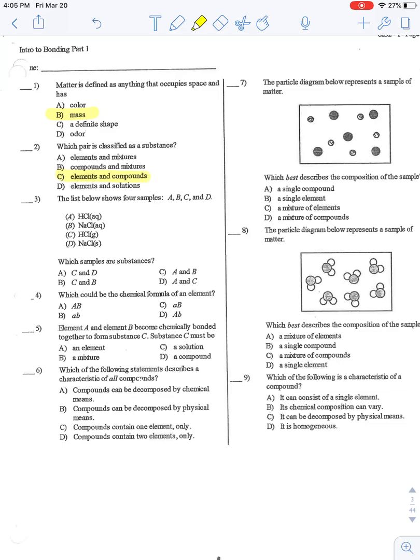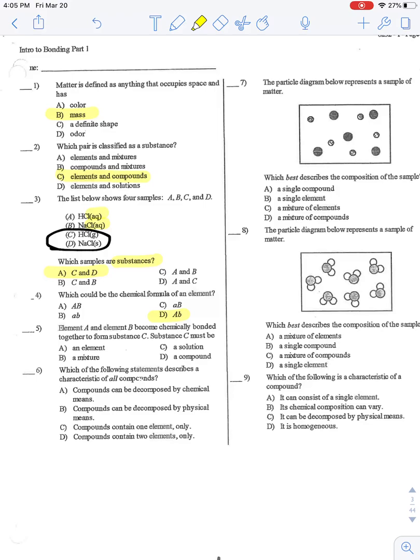C. Number 3, the list below shows 4 samples. Notice A and B have AQ after them, which means they are mixtures. So we are looking for substances, not mixtures. So it would have to be C and D. So when it's just a gas or just a solid, that means it's a pure substance. So the answer to this one would be A. Number 4, which could be the chemical formula of an element. So we're looking either for a capital letter or a capital letter and a lowercase letter.